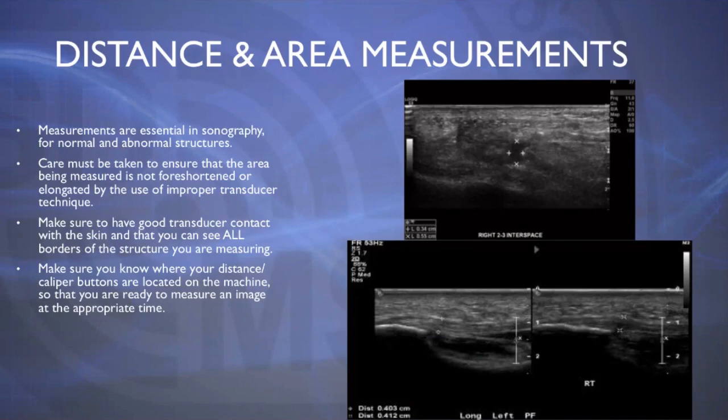Distance and area measurements. We'll be using different measurements within the foot, primarily to look at the plantar fascia. We'll be looking at measuring any Morton's neuromas, anything like that. You need to make sure that your transducer has good contact with the skin and that you can see all of the borders of the structure that you're measuring. So just keep all of that in mind.